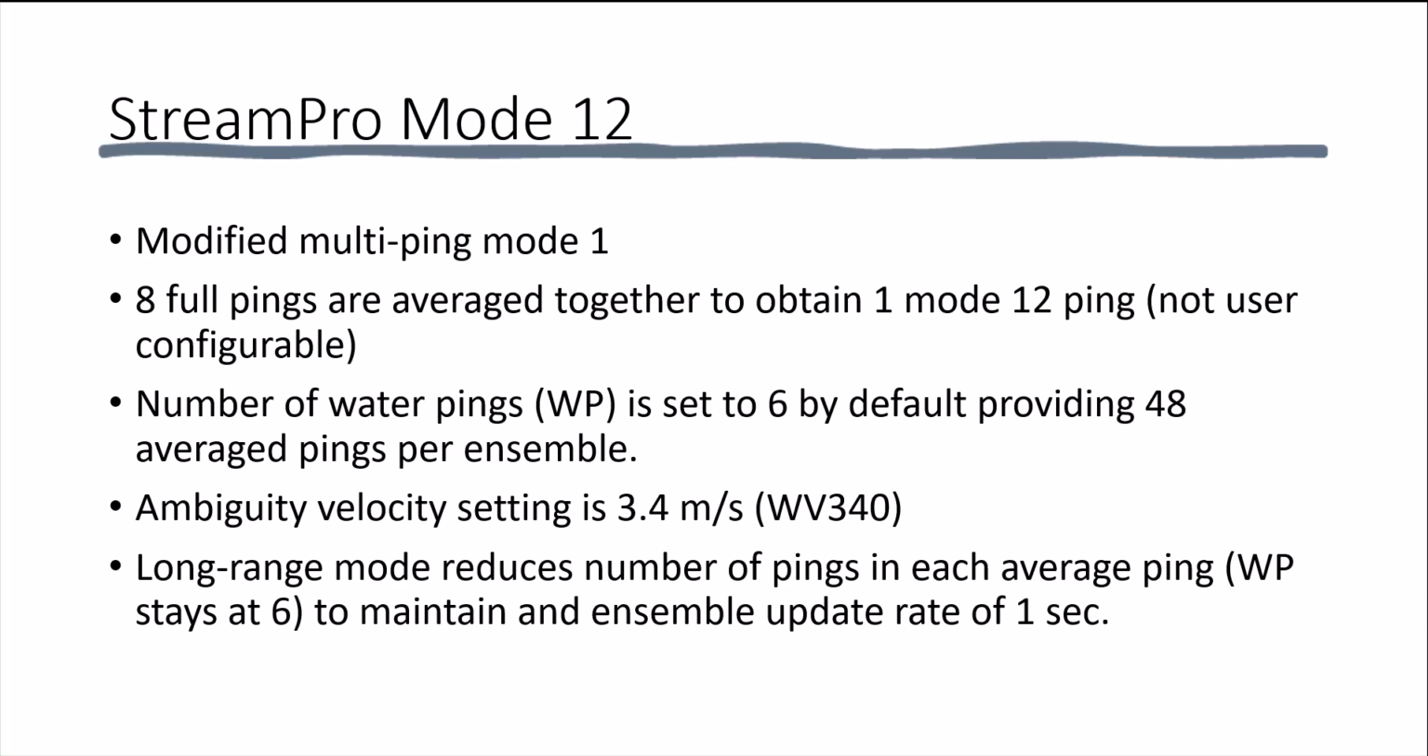The long-range mode reduces the number of pings in each average ping. The WP, or the water ping, stays at 6. And the idea is to maintain an ensemble data rate of once per second.